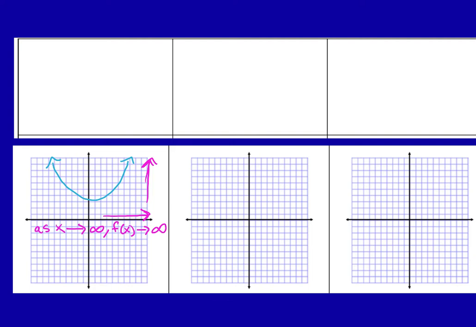All right, and now the other direction. We want the end behavior both ways. So as x approaches negative infinity, what are our y values doing? Well, in this case, they're also approaching positive infinity.